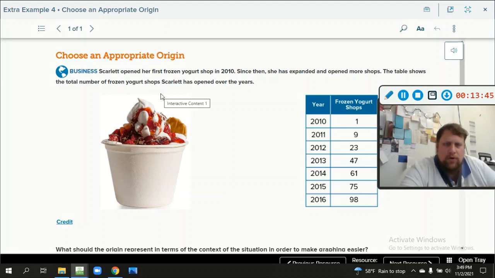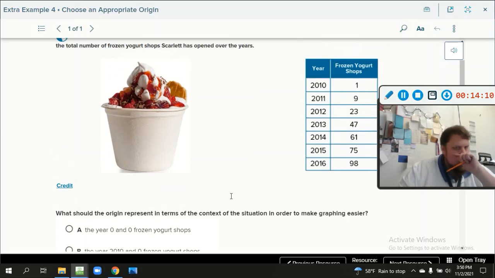Scarlett opened her first frozen yogurt shop in 2010. Since then, she has expanded and opened more shops. The table shows the total number of frozen yogurt shops Scarlett has opened over the years. So in 2010, that's her starting year, she opened 1 frozen yogurt shop. In 2011, she now has 9 frozen yogurt. We see her growing and growing and growing. What should the origin represent in terms of the context of the situation?